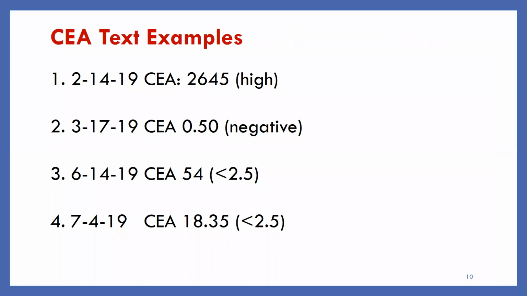Here are some examples of clear and concise text documentation. We will assume the numbers texted are in nanograms per milliliter unless stated otherwise. So these are all acceptable ways to text your CEA value and interpretation in the lab section on your abstract.